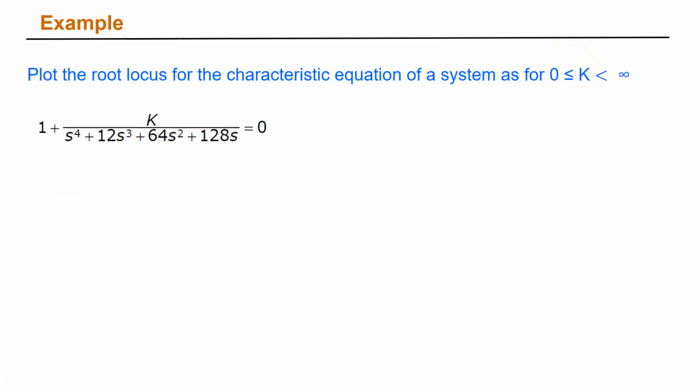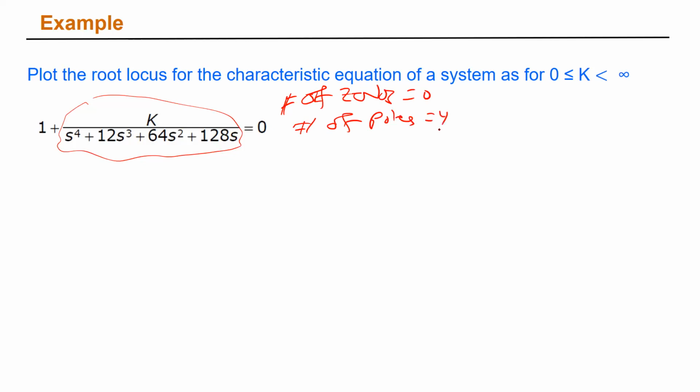Now let's take an example which will cover all what we have done so far. First of all, how many finite zeros do I have in the open loop system? Zero. The number of zeros is equal to 0. How about the poles? How many poles will I have? You have 4 poles.